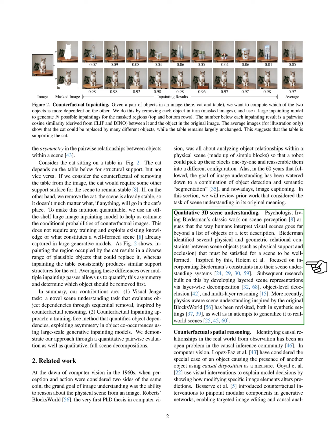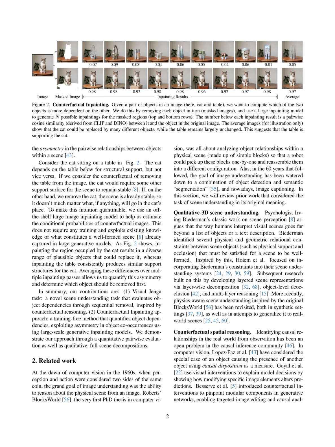We also highlight the work of psychologist Irving Biederman, who argued that human scene interpretation involves more than just listing objects. He identified essential physical and geometric relationships that must be satisfied for a scene to be coherent. Building on this, researchers have developed systems that incorporate these constraints, leading to layered scene representations and multi-layer reasoning. Recently, there has been a resurgence of interest in physics-aware scene understanding, revisiting concepts from the original blocks world in both synthetic and real-world contexts.